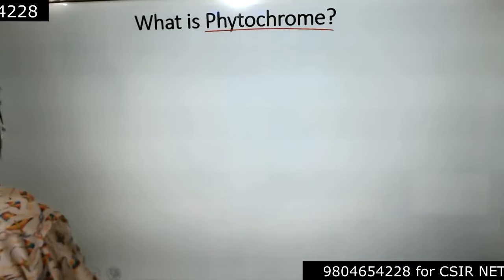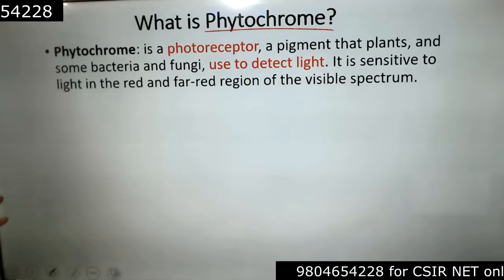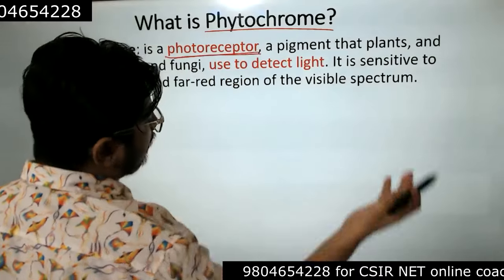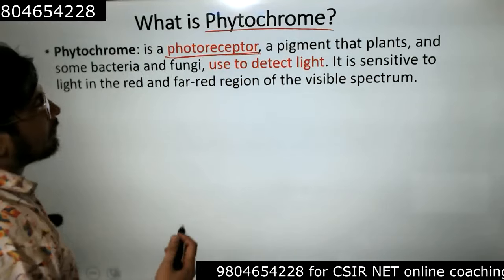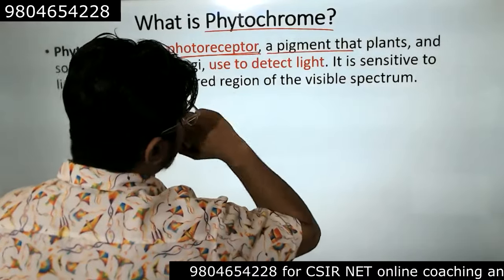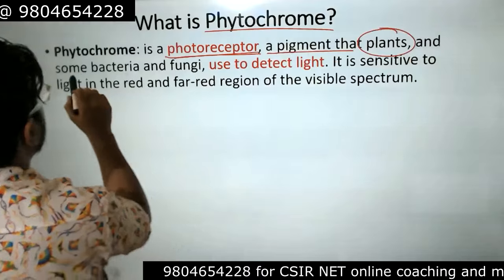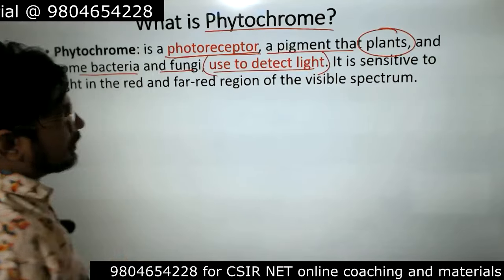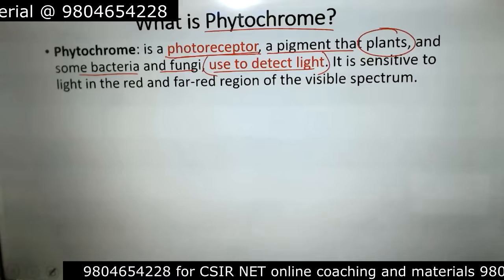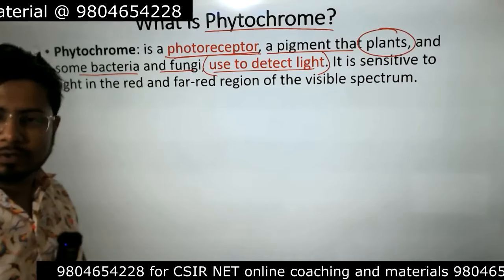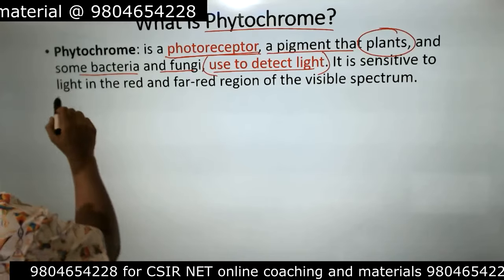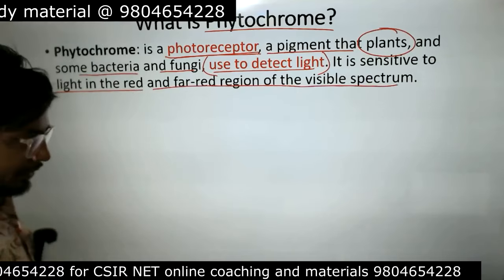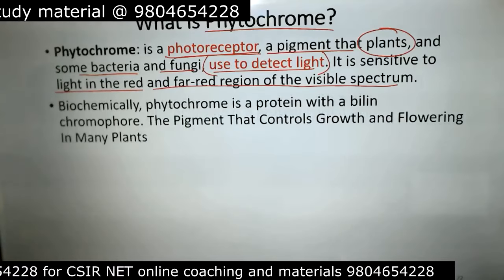What are phytochromes? It is nothing but a photoreceptor. What is a photoreceptor? Remember we talked about the antenna pigments earlier. So a photoreceptor is just a pigment that is present in plants, also found in bacteria and fungi. It is used to detect light. So the photoreceptor's job is to detect light. That's why it's called a photoreceptor. It's sensitive to light in the red and far red region of the visible spectrum.